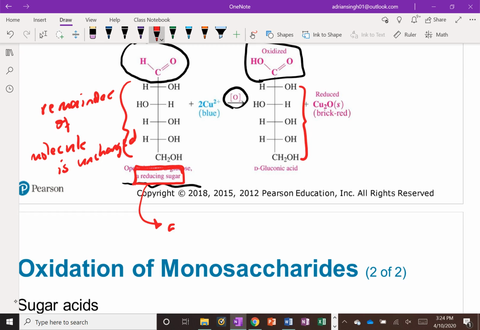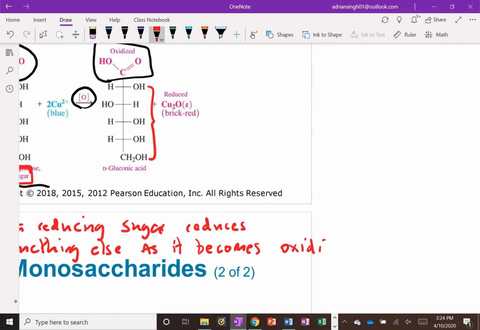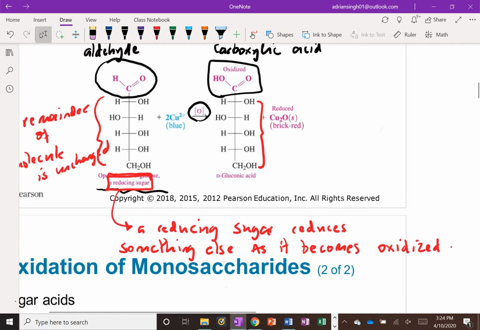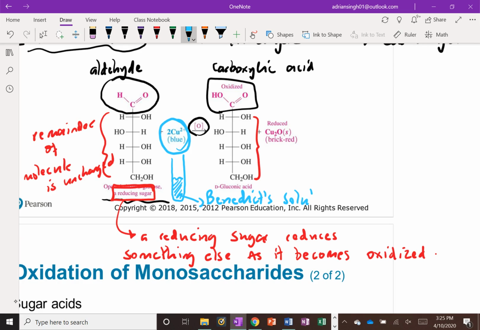Right, so a reducing sugar reduces something else as it becomes oxidized, right? Oxidation has to go hand in hand with reduction. So as the aldehyde here and the sugar is becoming oxidized, it reduces something else. And what it reduces in this case, we can take advantage of that. In this case, we're going to see a blue color associated with a solution. And we call that solution a Benedict solution, and that's due to the presence of the copper 2+ ion.